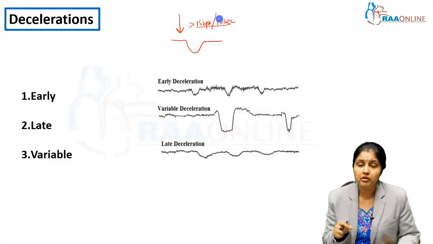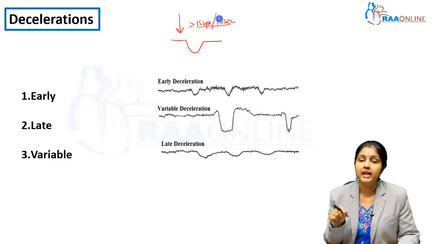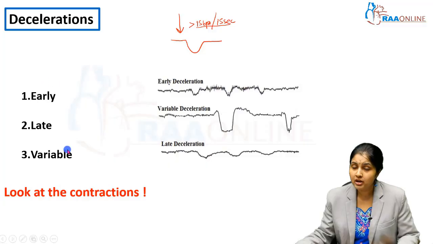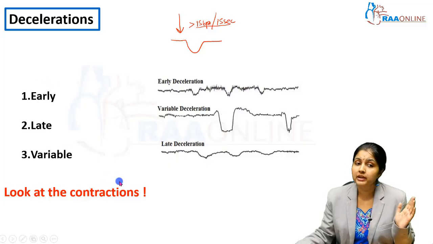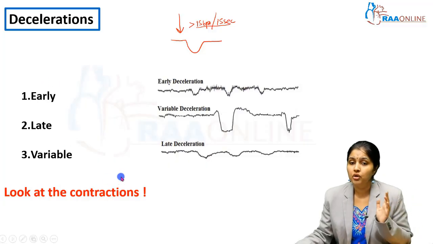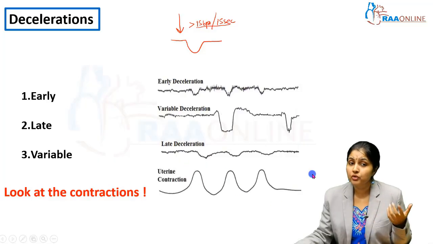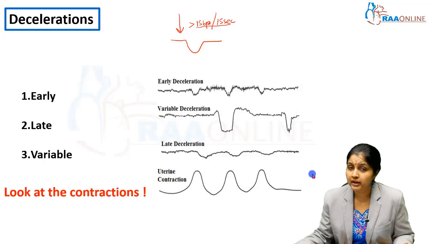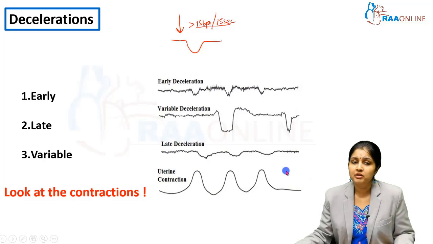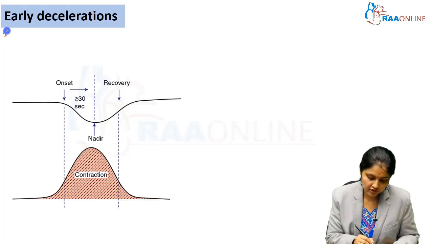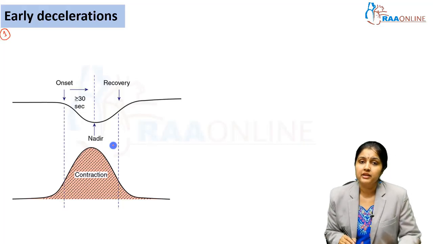But how do you term these decelerations as early, late, or variable? You need to look at the contractions. Without looking at the contractions, you cannot label the decelerations as to whether they are early, late, or variable. So always look at the uterine contractions for you to assess what kind of deceleration they are. Let me explain to you a little bit in detail. Now let's start with the first type of deceleration, which is early decelerations.